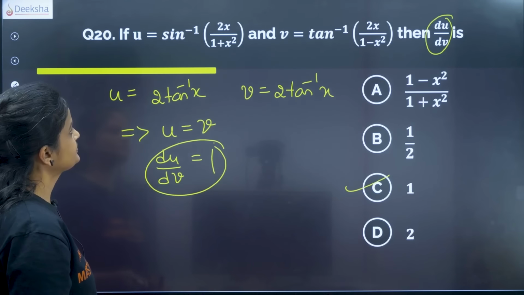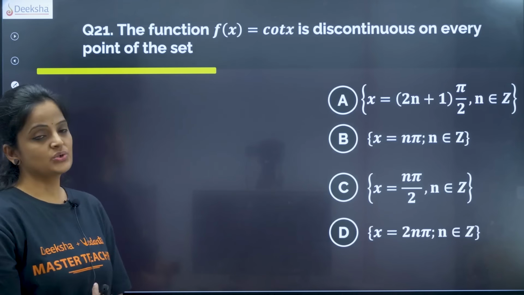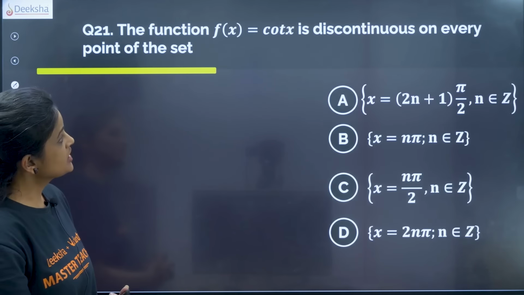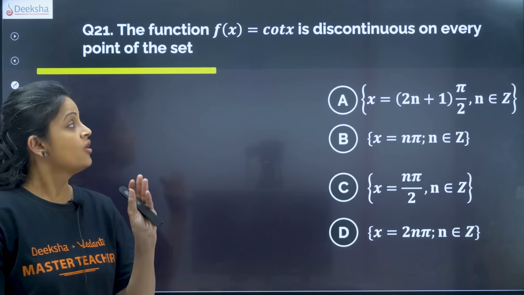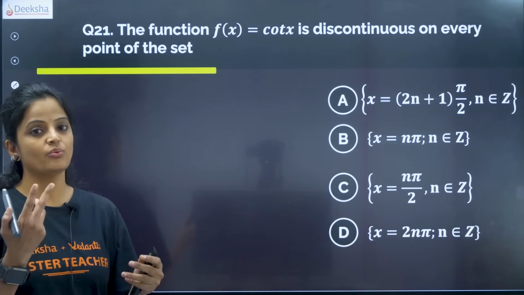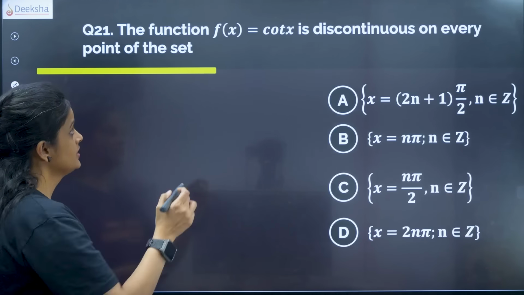Next question, 21st question. The function f of x is cot x and is discontinuous on every point of which set? What is the set, is the question.